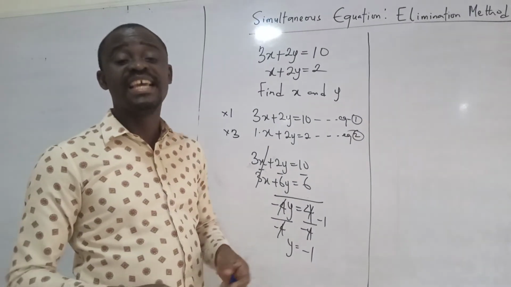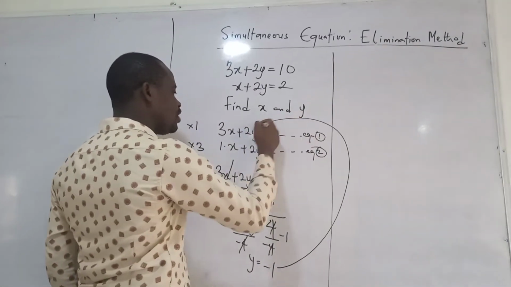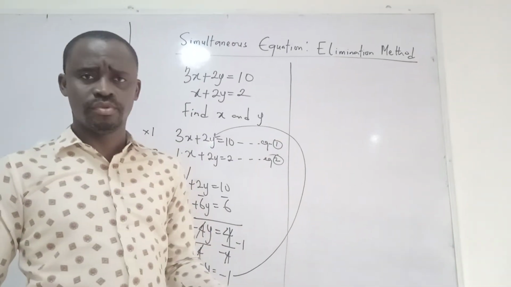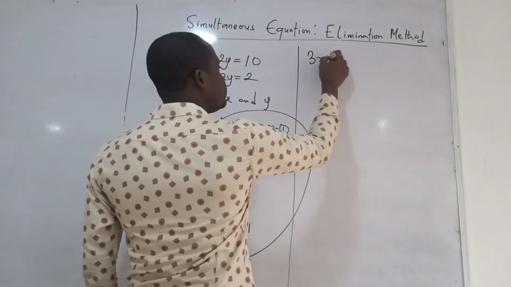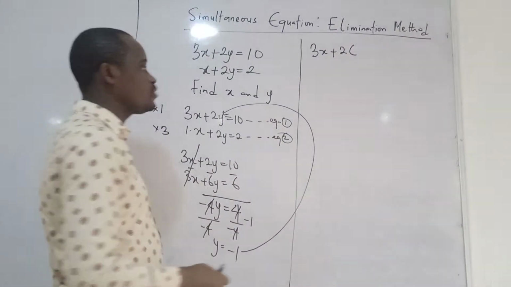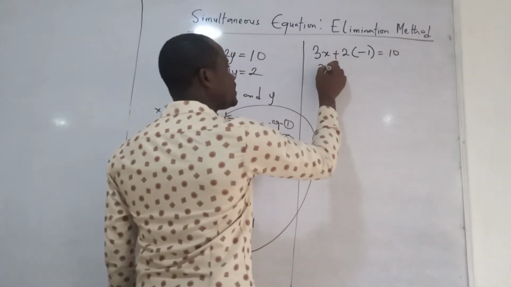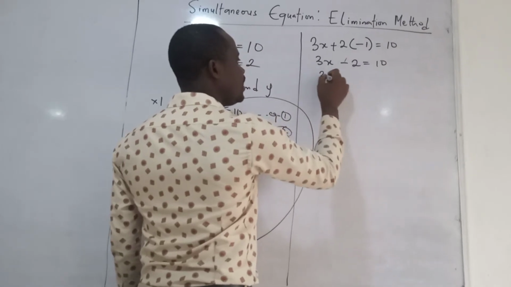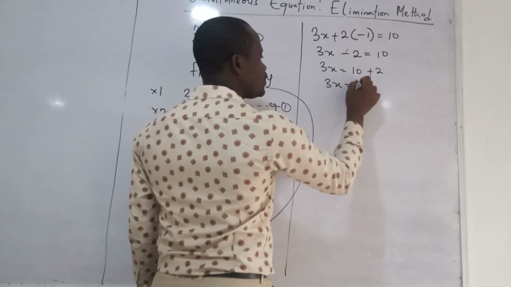The question is, how do I get x? Just substitute this y into any of the equations. So many students have asked me, why are we always substituting into 1? Because you can as well put in 2, and you get the same answer. So when you do this, that will be 3x plus 2 into bracket. Where you have y, you replace with minus 1. Minus 1 equals to 10. So that will be 3x minus 2 equals to 10. So take this out, that will be 3x equals 10 plus 2. And that will be 3x equals to 12.